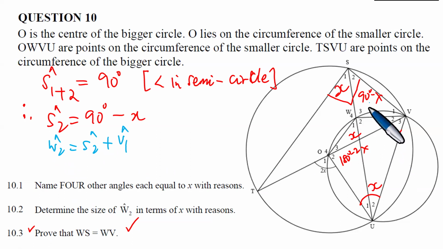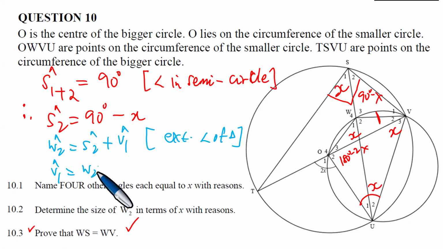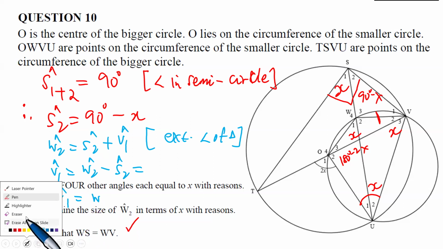Right, and the angle W2 is S2 plus the angle V1, and this is exactly the exterior angle of a triangle. Now, at this point, it is clear that you can find the size of the angle V1, which means that the angle V1 is the difference of those other angles. In other words, the angle V1 is equal to the angle W2 minus the angle S2.